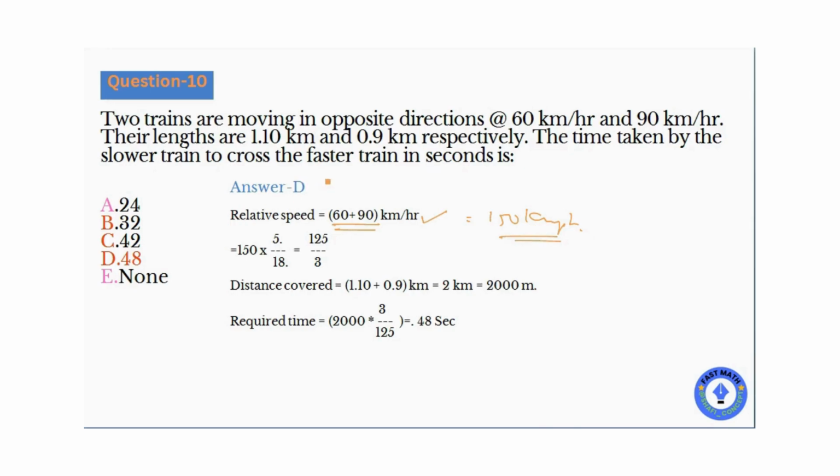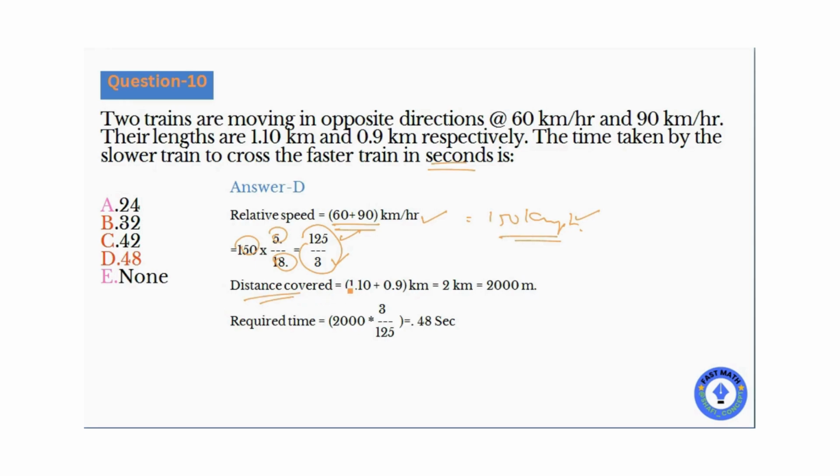Already the answer has been asked in seconds. That's why you just have to convert it into meters per second. 150 into 5 by 18 gives the speed in meters per second. It will be 125 by 3.